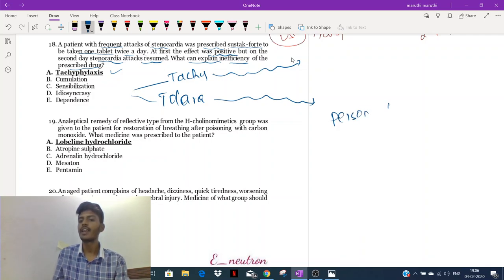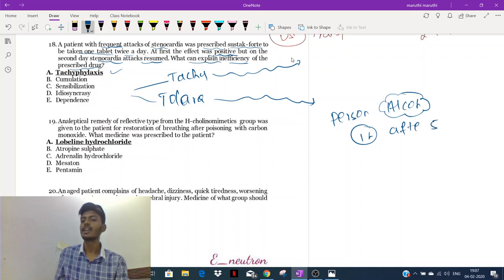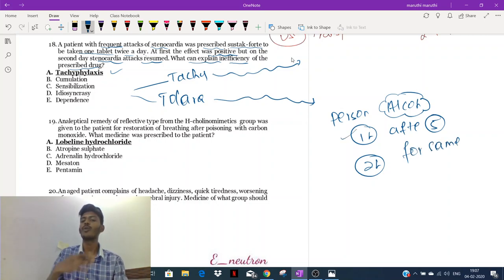I have a person who is an alcoholic. This alcoholic person was drinking, for example, 1 liter of alcohol every single day. But after 5 days, he will need 2 liters of alcohol for the same effect. Till 5 days 1 liter was giving some effect, but from the 6th day he needs 2 liters to get the same effect. This is called tolerance.